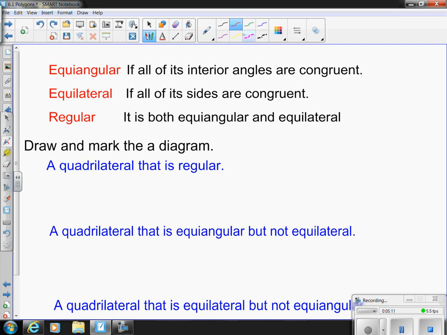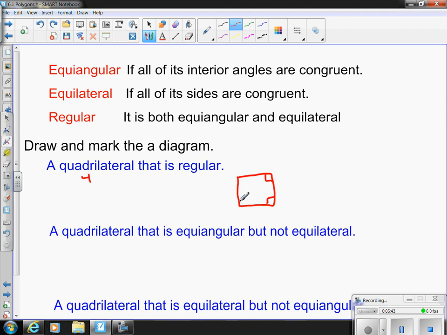In some of your homework, they might ask you to draw a quadrilateral that's regular. So it has to have four sides, right? All the angles have to be the same, and all the side lengths have to be the same length. So I'm thinking, okay, if it's got to have all angles the same, there's four angles, it's going to have to be basically a square, right? A regular quadrilateral is going to be a square.